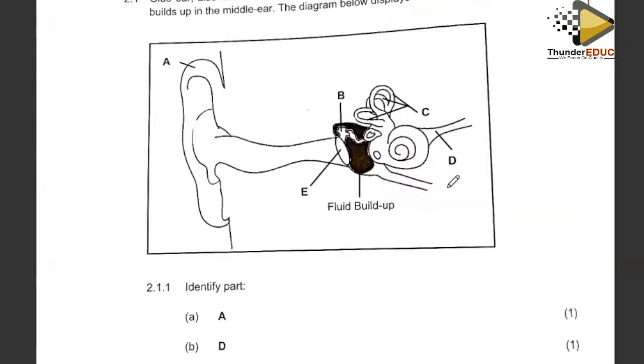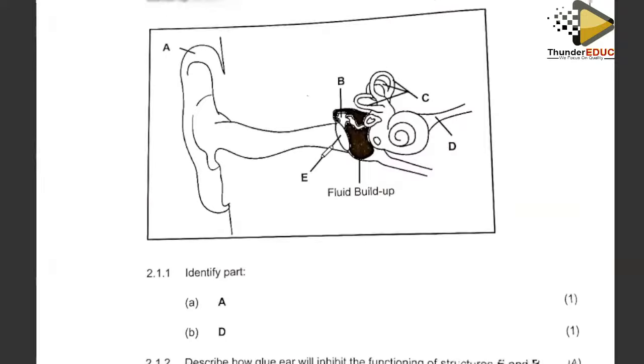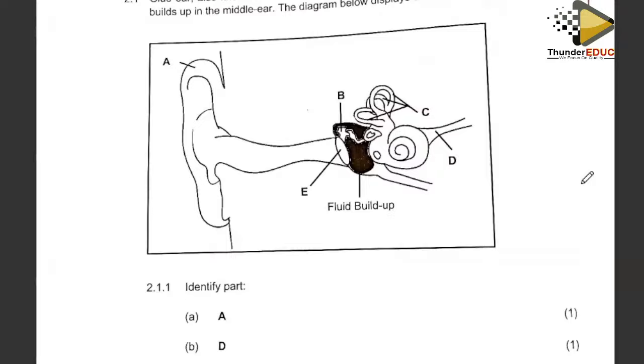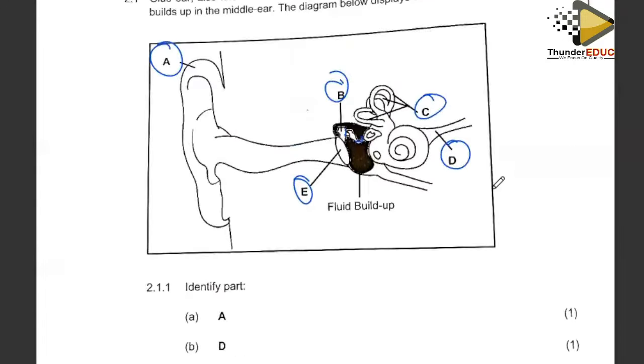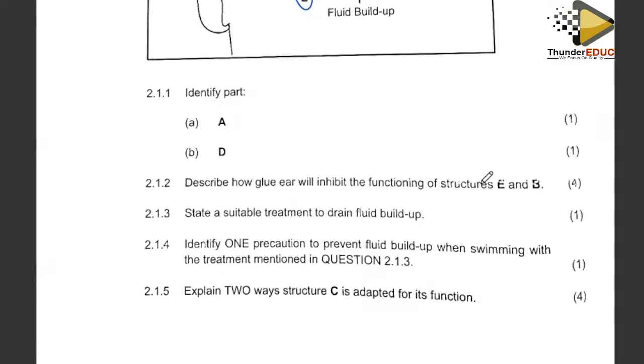So remember that I told you that whenever you have such a diagram, you need to label it, and then you're able to understand it better. So we say that this is the pinna, these are the ossicles, but the first one is the hammer. Better call it the malleus, because they don't like it to be called hammer. Then this is the semicircular canals. This is the auditory nerves. And then this is the tympanic membrane. So identify part A. We know it is the pinna. And then part D, it is the auditory nerves.